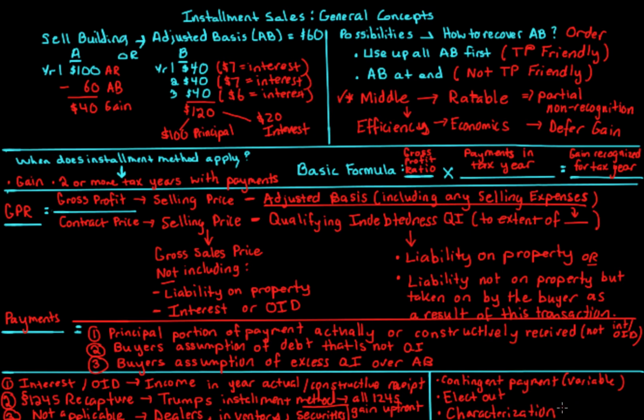But what if you have multiple assets? If you have multiple assets that have multiple characterizations, it can get very difficult. If this building is one character, let's say it's 1231, well, that's pretty simple. If we have interest, that portion is ordinary, and then we're looking at the principal portion, the recovery of that, using our ratio, that's going to be 1231 gain. Okay, we can do that. Even if we have 1245, same idea.